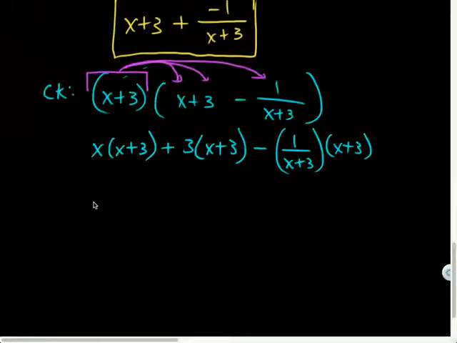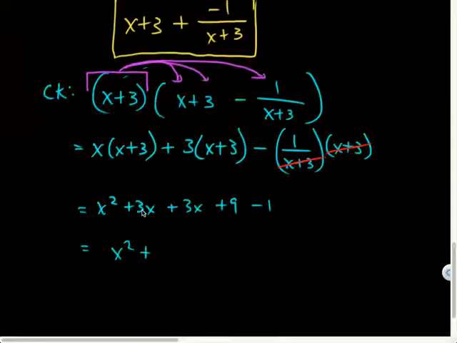Distribute here, what do I get? X times x is x squared plus 3x. What do I get here? Plus 9. What do I get when I do this? Ready? Watch this. Ready? Whooshing, whooshing. Yeah, minus 1. So let's simplify this. X squared plus.